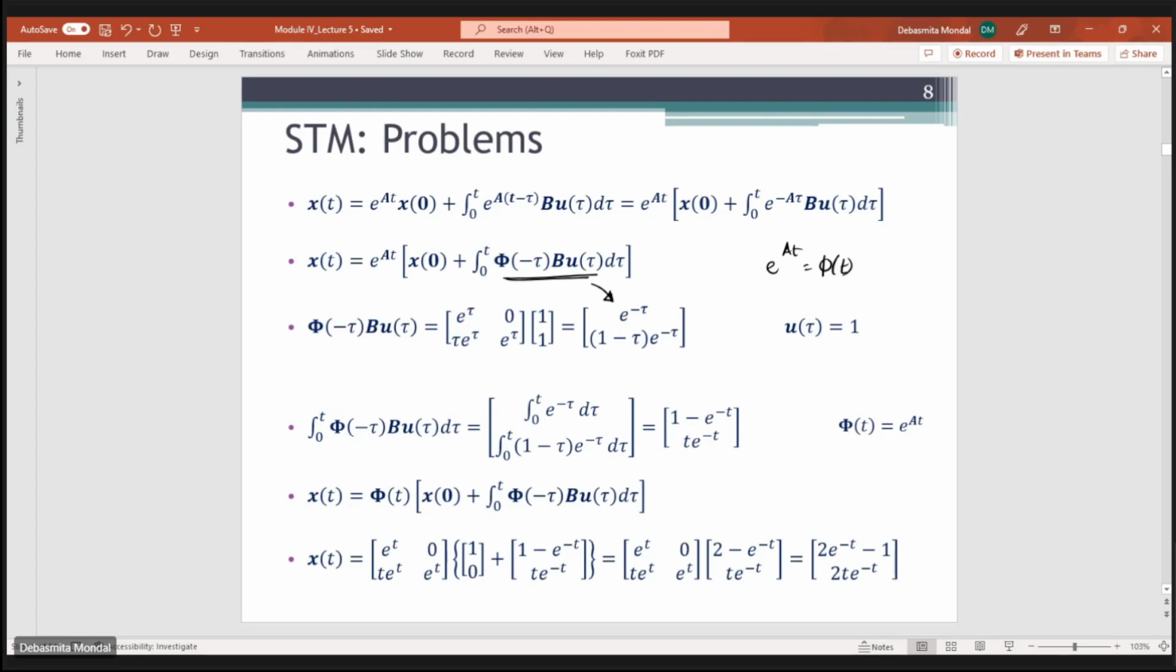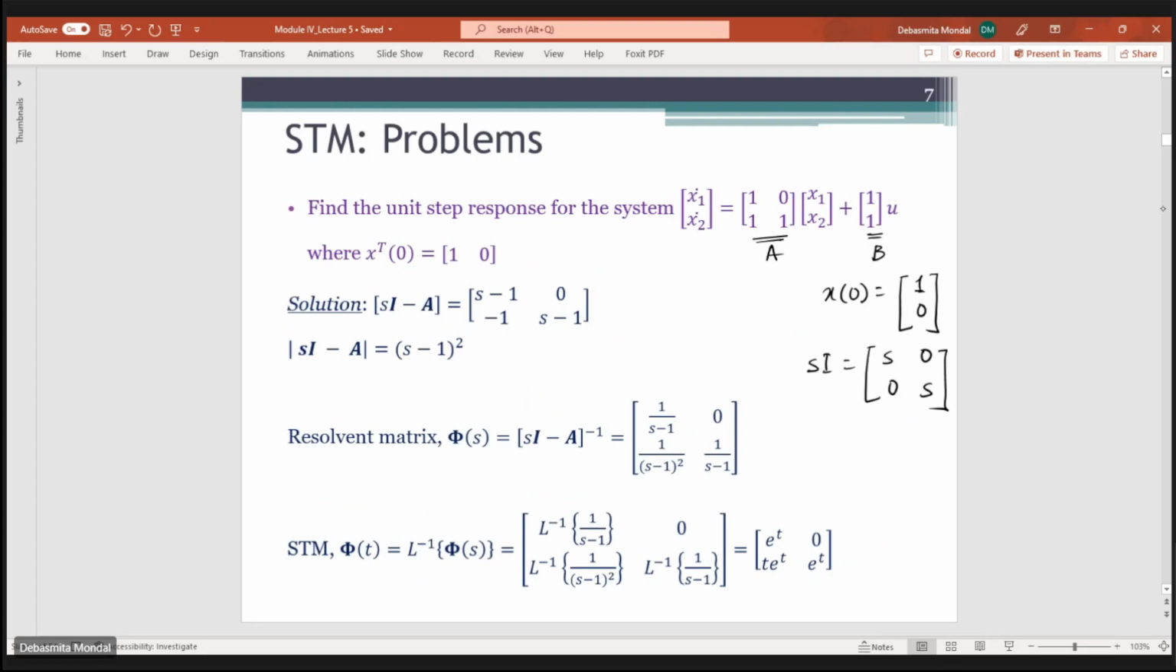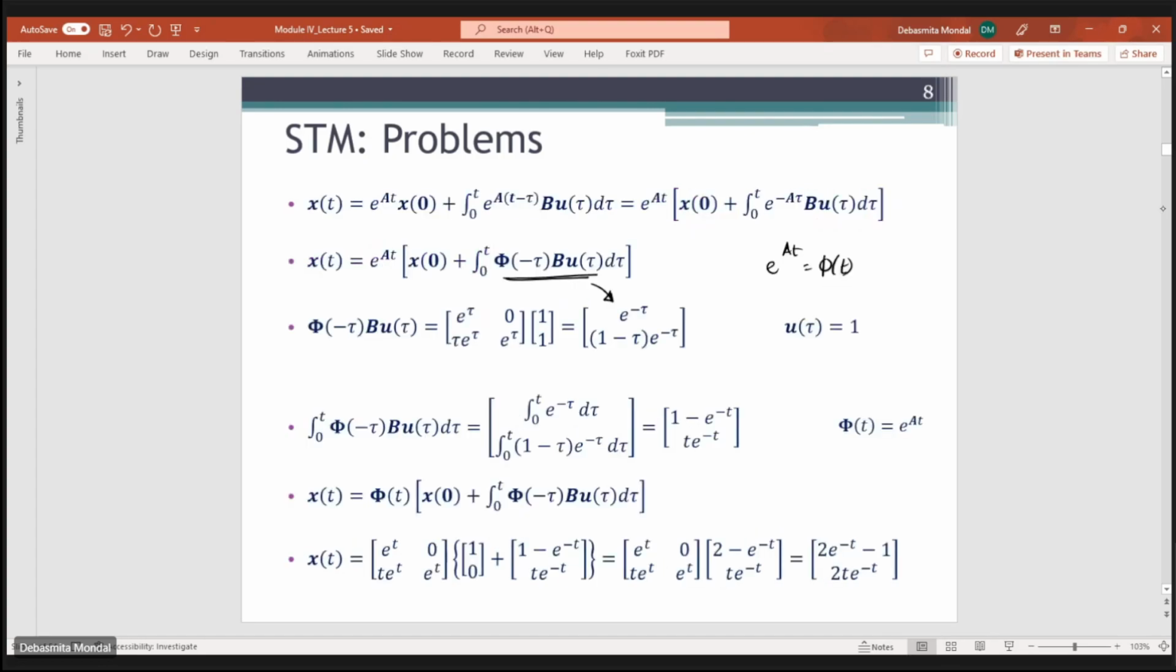Okay, so the first step is always to find out the resolvent matrix. From the resolvent matrix, you find out the state transition matrix, and once you know the state transition matrix and the resolvent matrix, you can simply substitute those values into the given form of the equation, and you will end up with the step response or any forced response of the system.